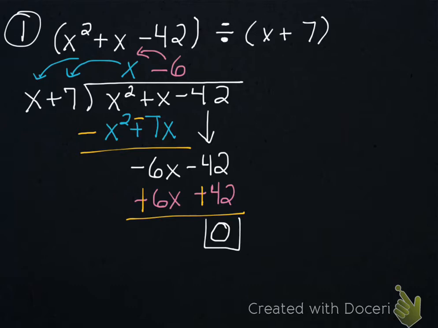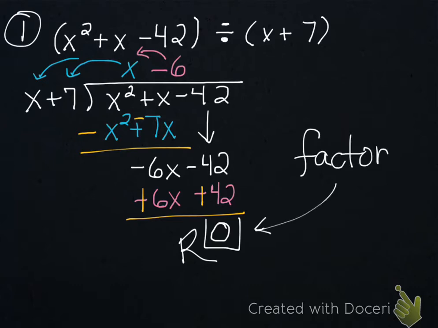So my remainder is 0. That means this is a factor. That's what it tells us. What is my quotient? My quotient is what was on top. x minus 6.